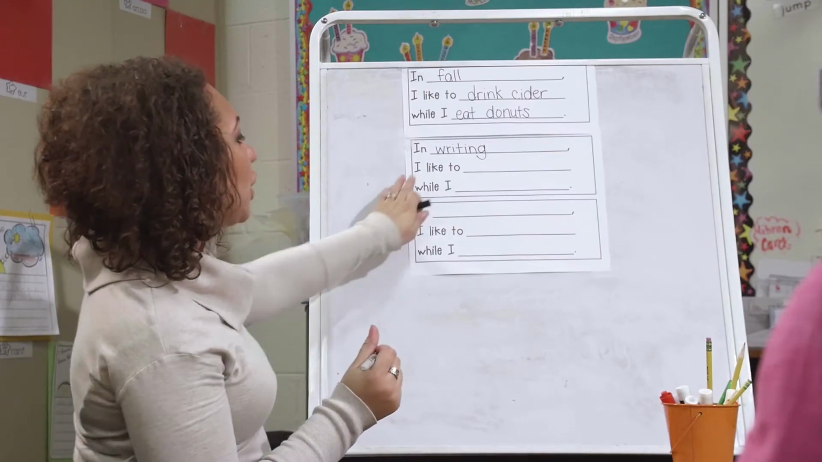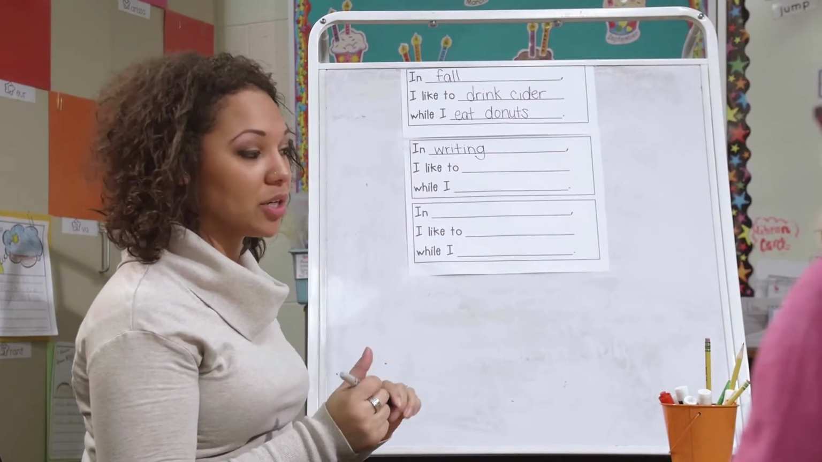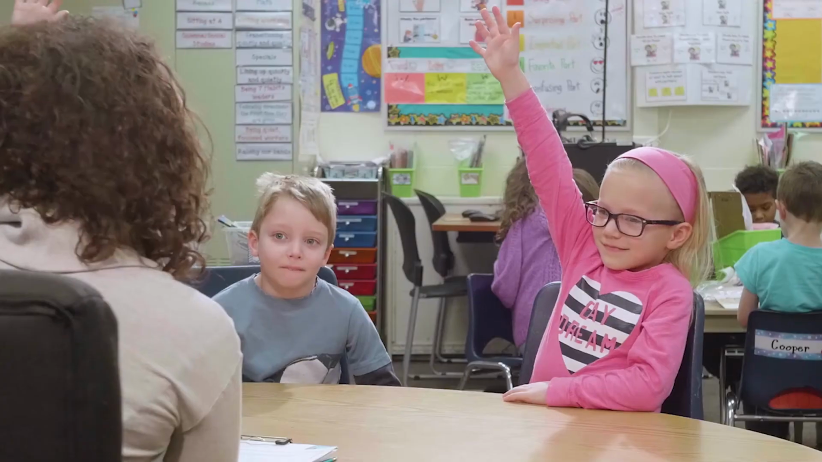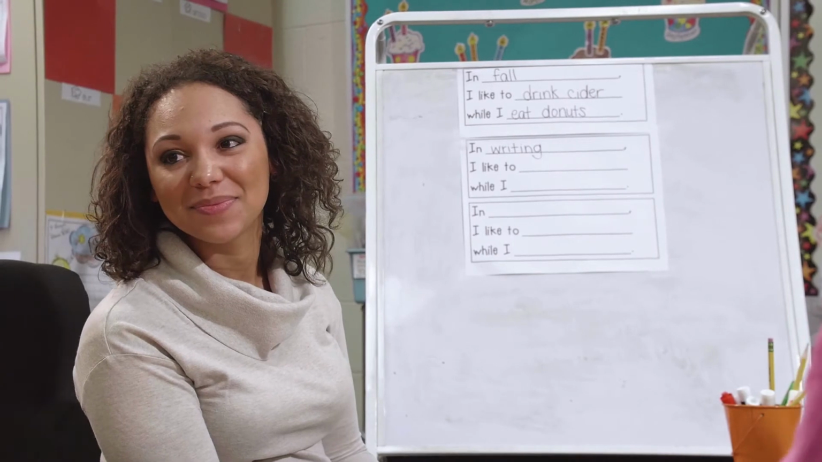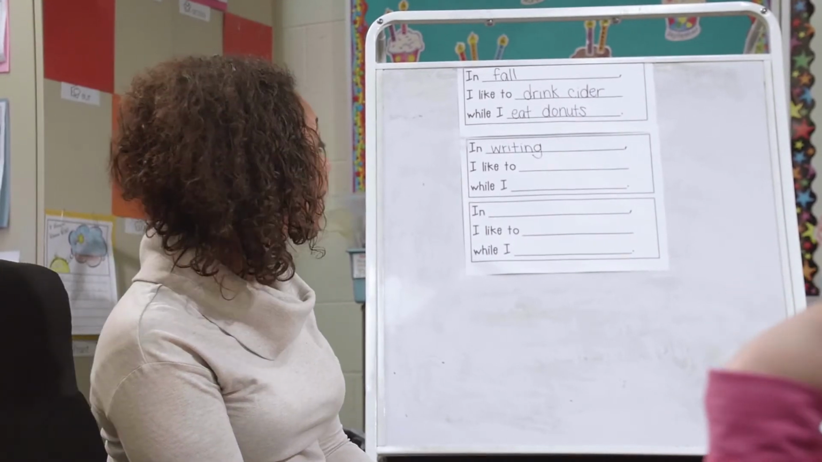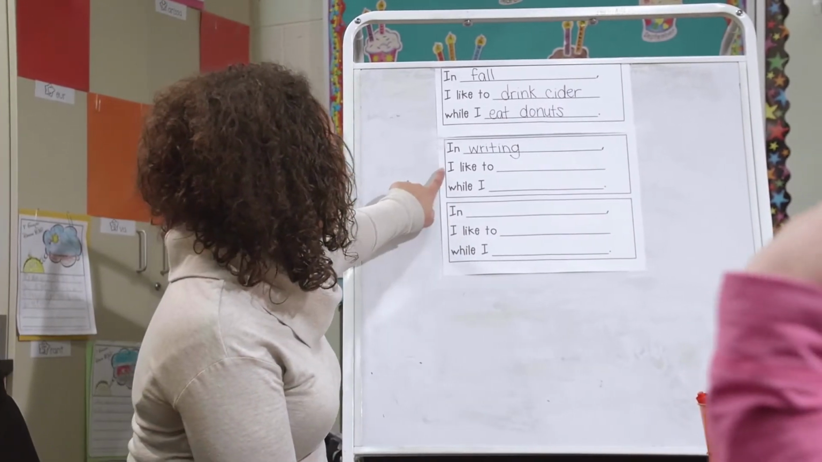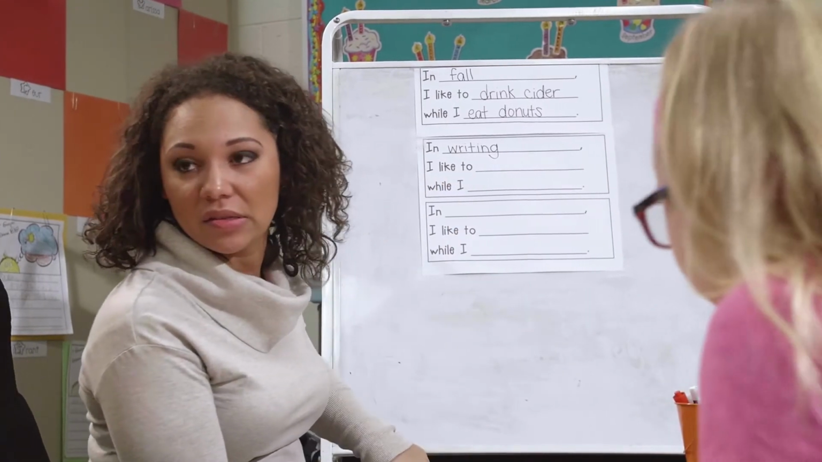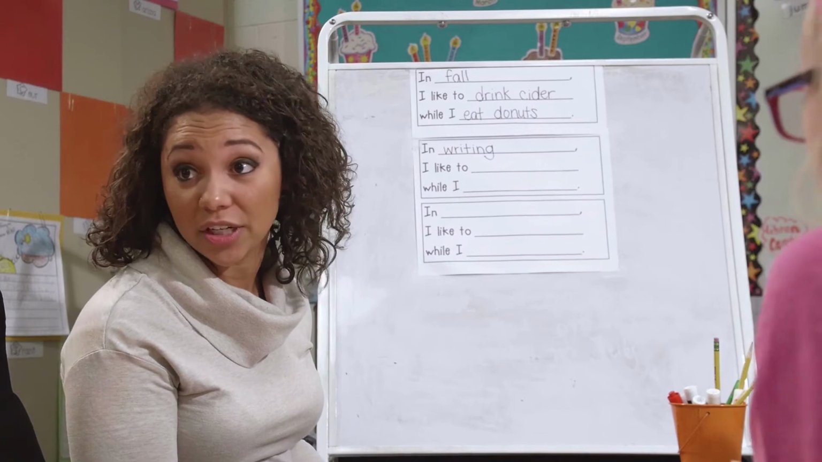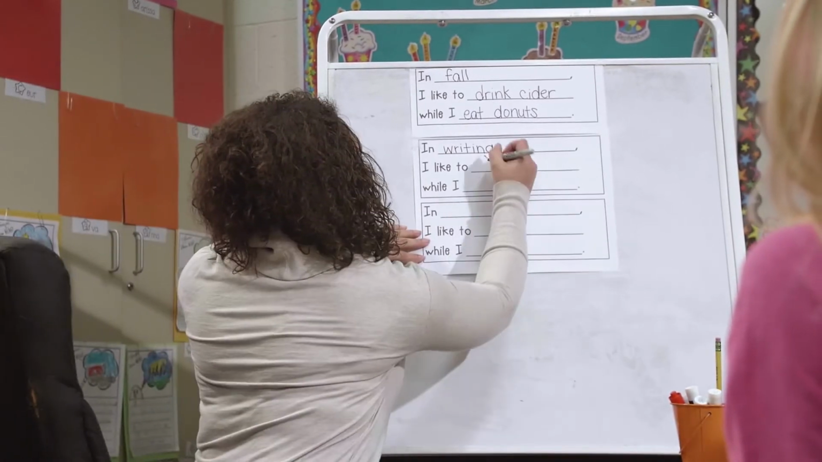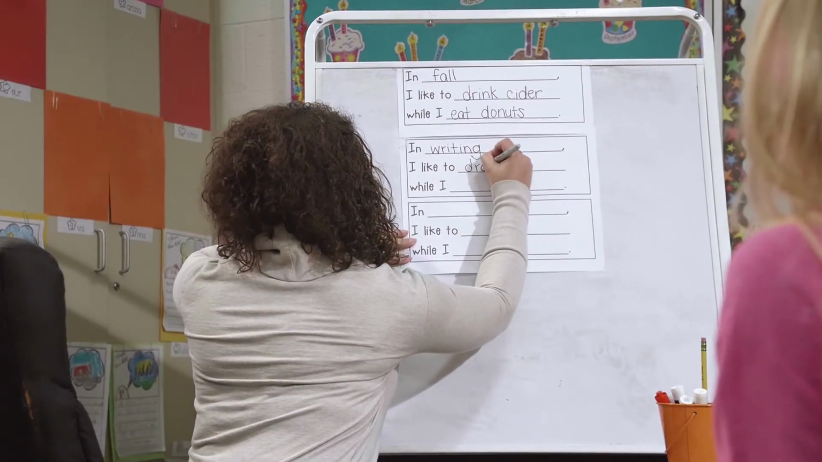what is something that you like to do when we are doing writing? What do you think, Avea? Illustrate. You like to do the illustrations? Okay, so how do we do our illustrations? What do you like to do? So I like to draw illustrations. Okay, so I like to draw illustrations.